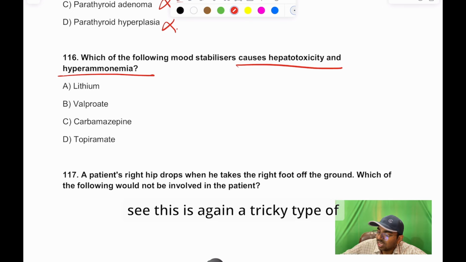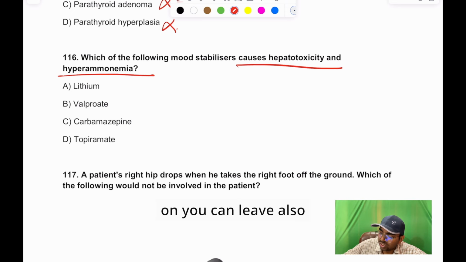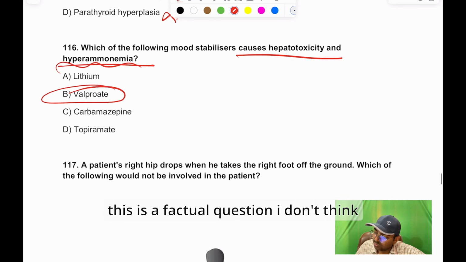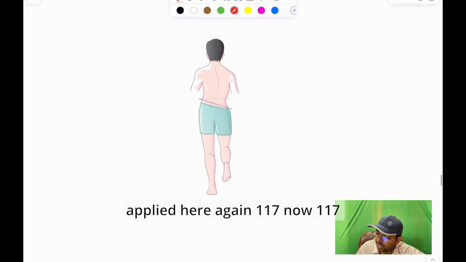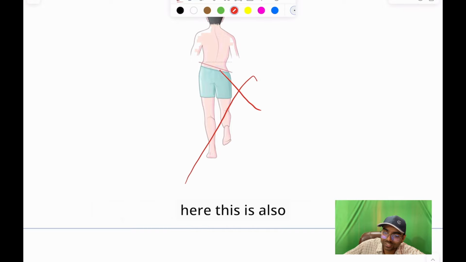See, this is again a tricky type of question, and it entirely depends upon, you can leave it also, but valproate is the answer, because all the other drugs are hepatotoxic in nature. But this is a factual question, I don't think that much can be applied here. Again 117. Now 117, again you don't need to see the question here, this is also redundant.